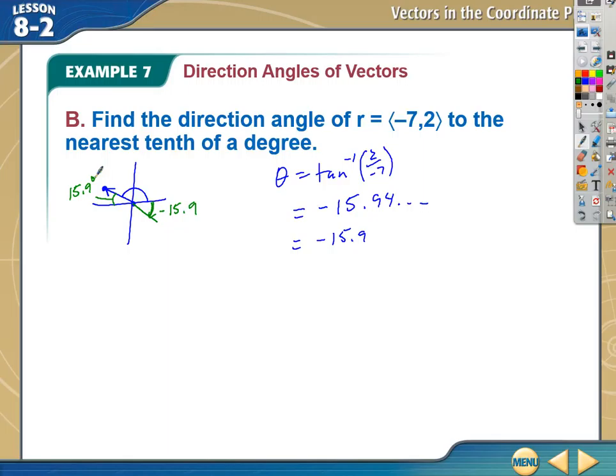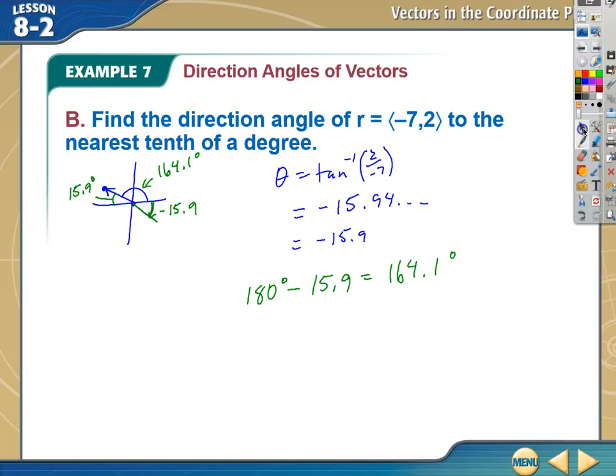So, I don't want that angle. I want this one. How do I get that one? Well, I start with 180 degrees. I subtract out 15.9. And I get the answer of 164.1 degrees. That means this angle here, the one I was looking for, is 164.1 degrees. So you have to be cognizant of where I'm at and what I'm doing. Okay? Moving on, it's your turn.